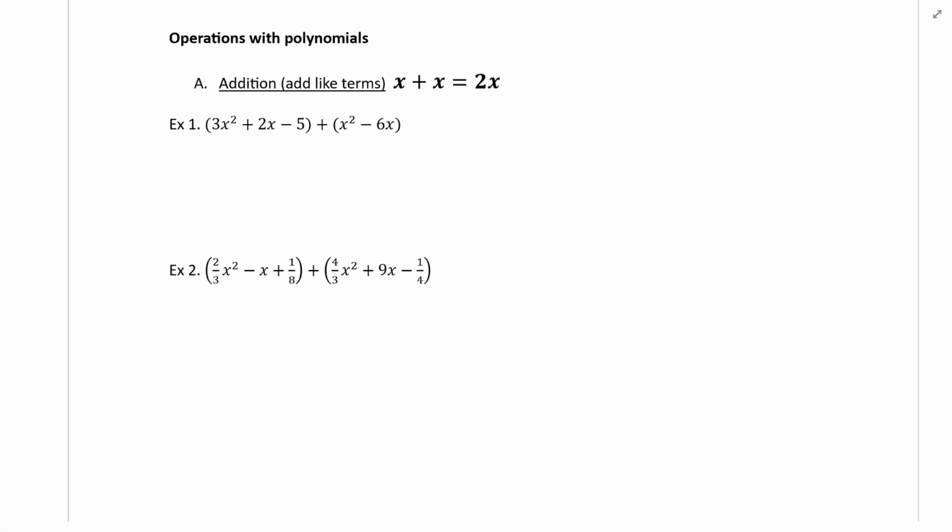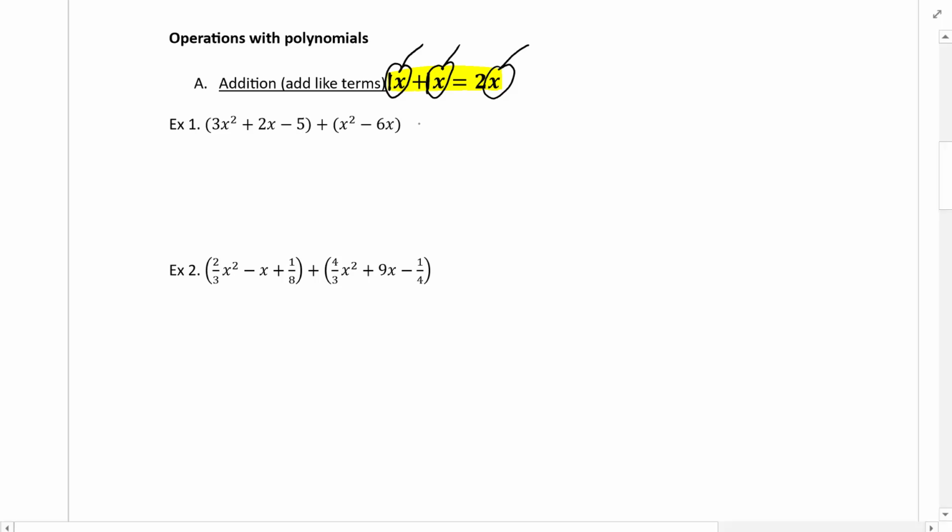So like with numbers, we have addition. So keep in mind that x plus x is 2x. Why? Well, 1x plus 1x, right? They're 2x. Or I usually draw an apple plus one more apple is going to make 2 apples, right? So keeping that in mind, let's add the like terms. So 3x squared plus 2x minus 5, this trinomial, plus x squared minus 6x, this binomial.